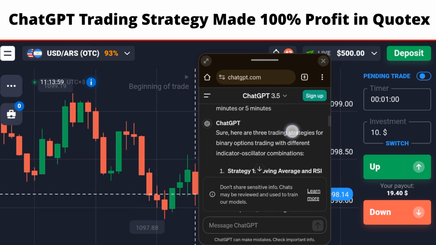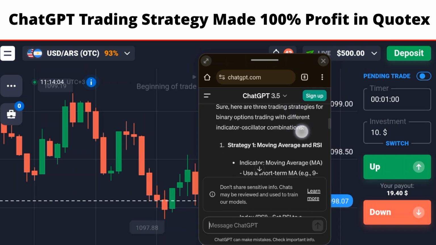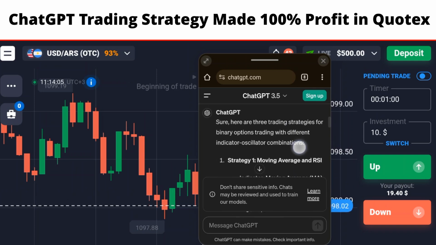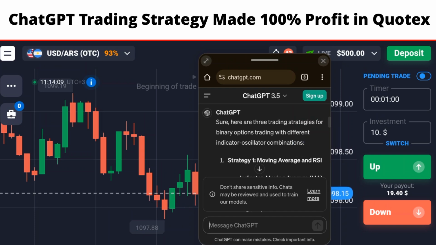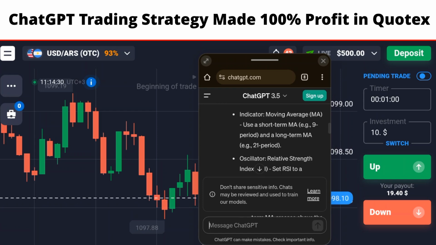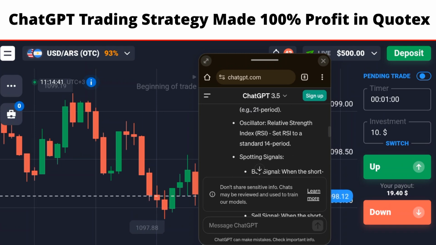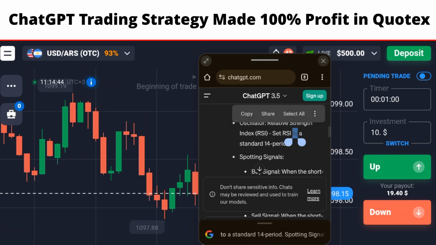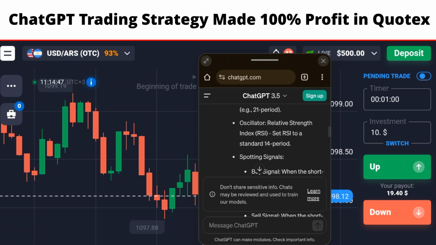That was the prompt with the instructions, and this is the outcome that we've gotten from ChatGPT. And it says, "Sure, here are 3 trading strategies for binary options trading with different indicator-oscillator combinations." So the first strategy uses a moving average and RSI. It says we should use 2 different indicators. We have an indicator that has period 9, and we have another indicator that has a period 21. And for the oscillator, it has picked RSI, and the RSI should have period 14.